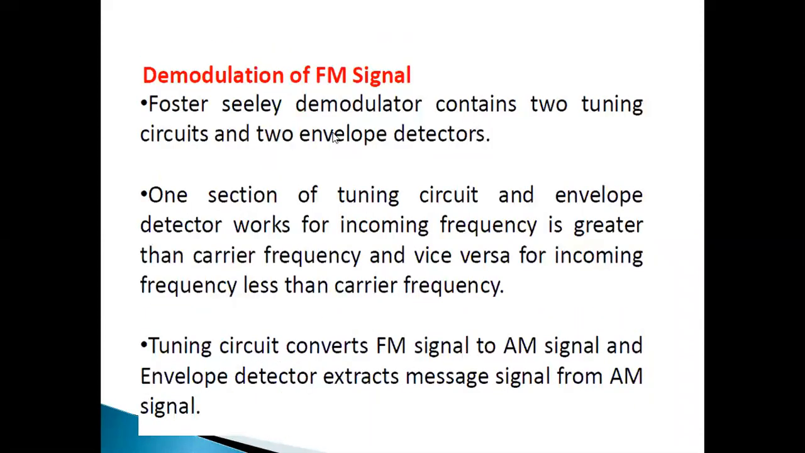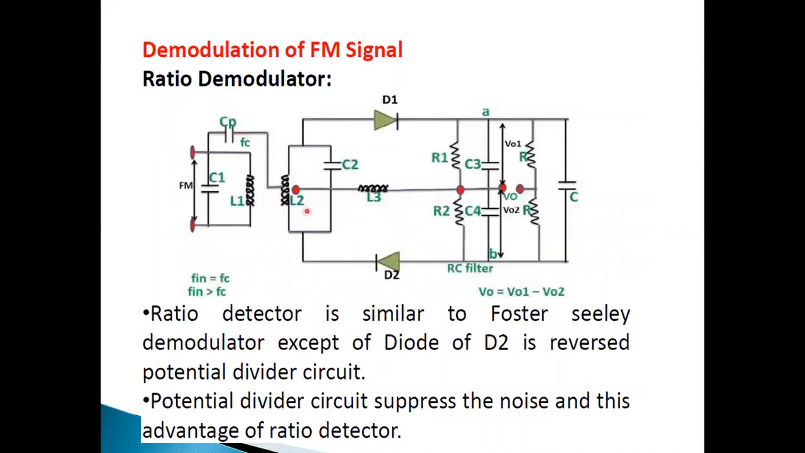Then in the tuning circuit, that is the parallel resonance circuit, the FM signal is converted into an AM signal, and the analog detector extracts the message signal from the AM signal only. Now, this is a very important method for FM detection. This detection method is called the ratio demodulator, which is used to demodulate the FM signal.